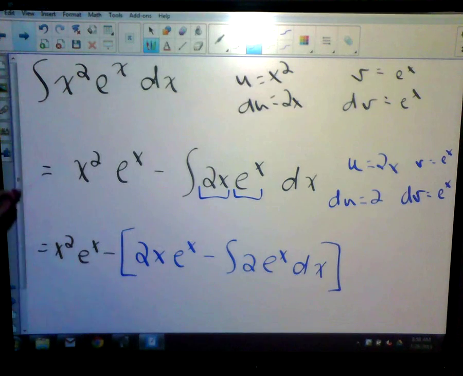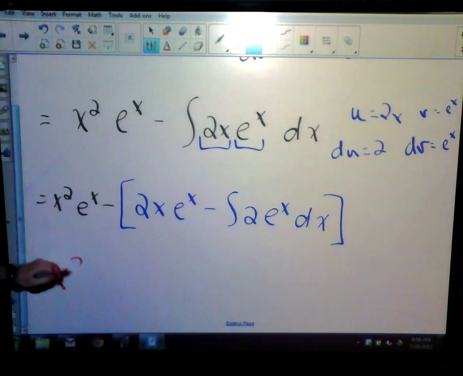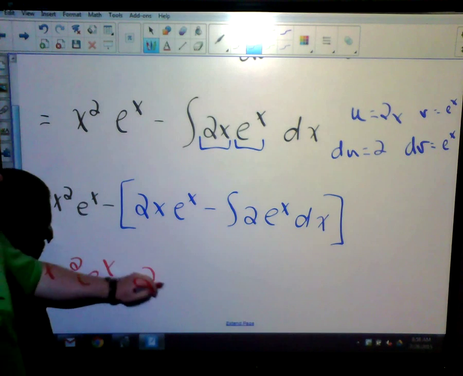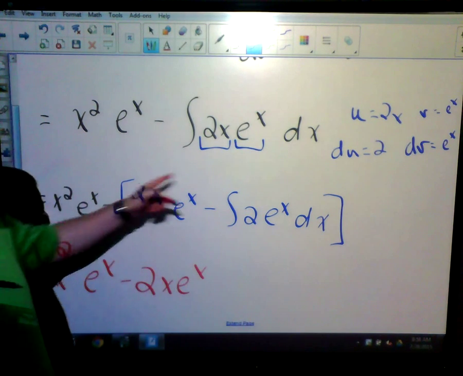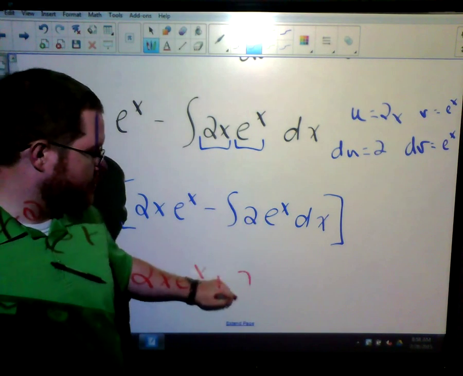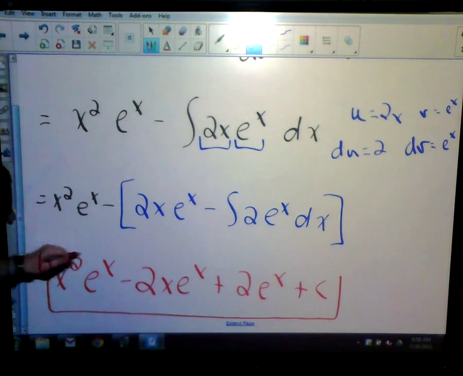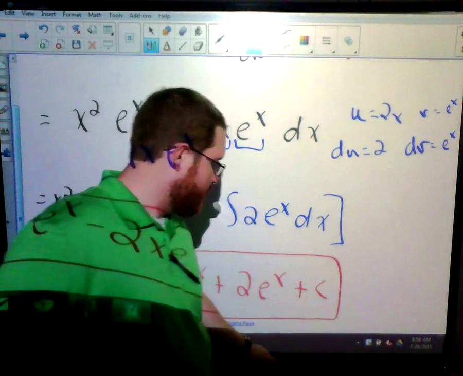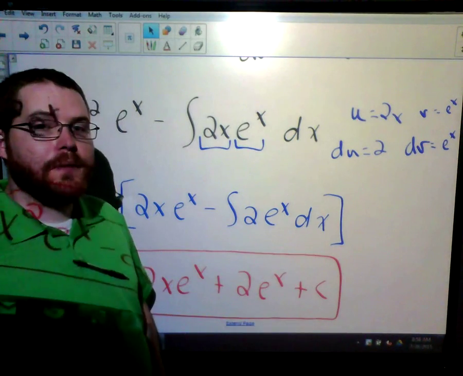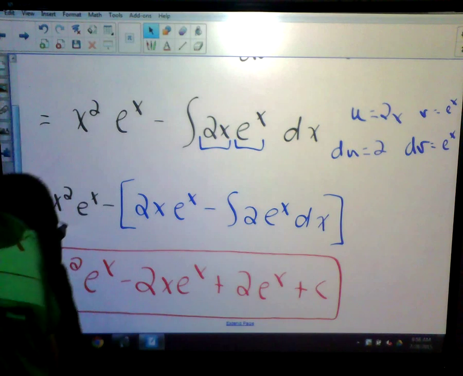Now let's clean this all up. That gives me x squared e to the x minus 2x e to the x, minus and minus is plus 2e to the x plus c. Sometimes you have to do integration by parts more than once. Sometimes you have to do it multiple times.